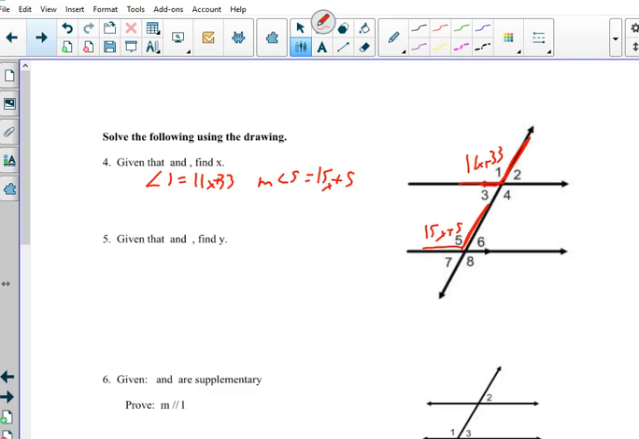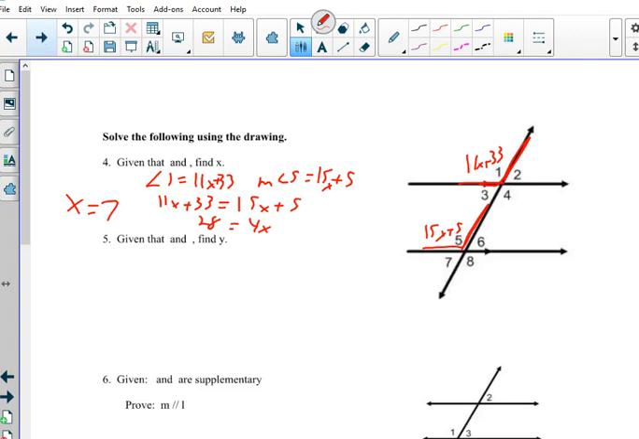So we just say 11x plus 33 equals 15x plus 5. Subtract 11x from both sides. That gives us 4x over here. Subtract 5 from both sides, and we get 28. And when we divide by 4, we get x equal to 7.